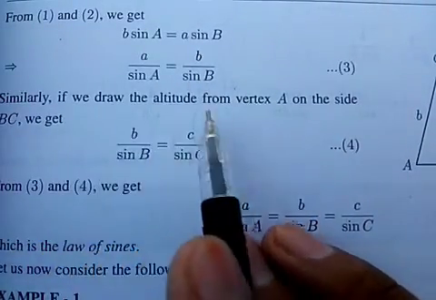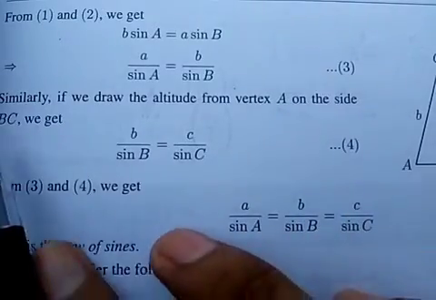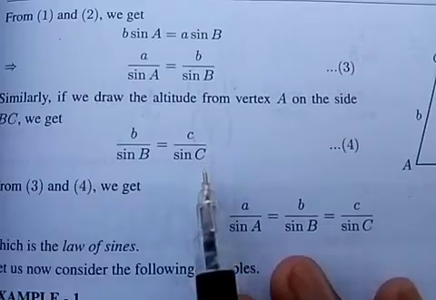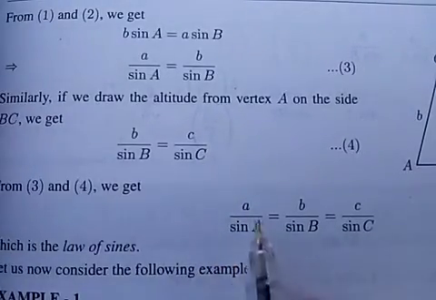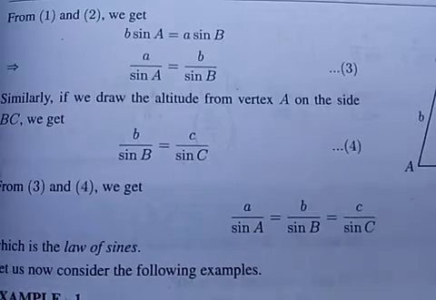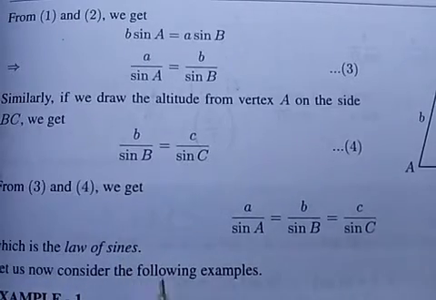Similarly, if we draw the altitude from vertex A on the side BC, we get b upon sin B equal to c upon sin C. From equation 3 and 4, we have a upon sin A equal to b upon sin B equal to c upon sin C, which is the law of sines.